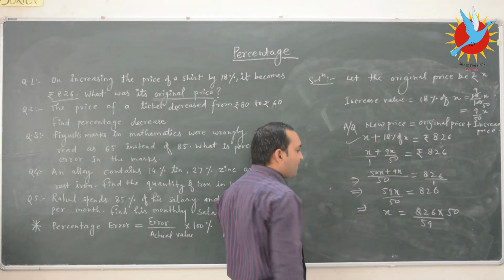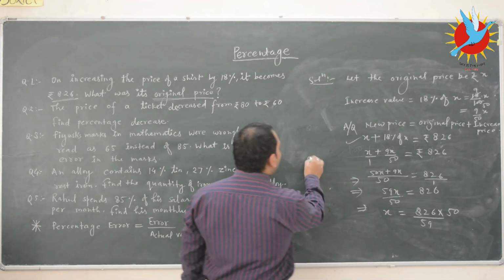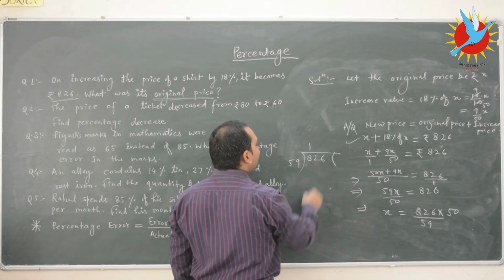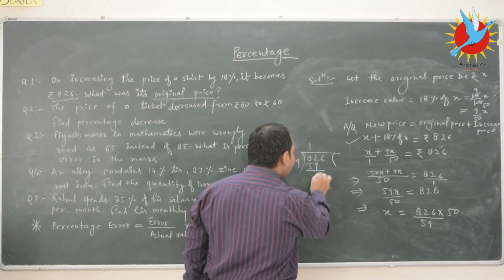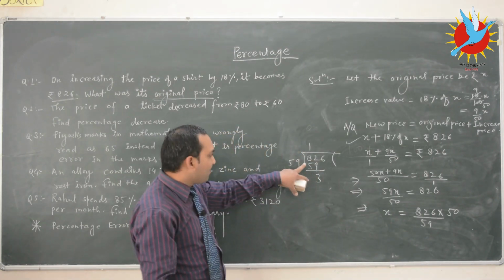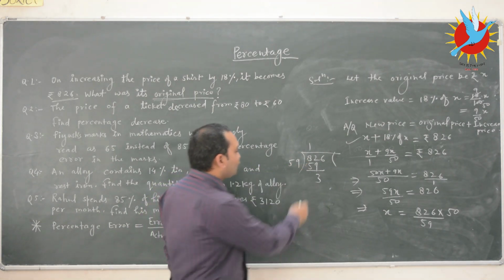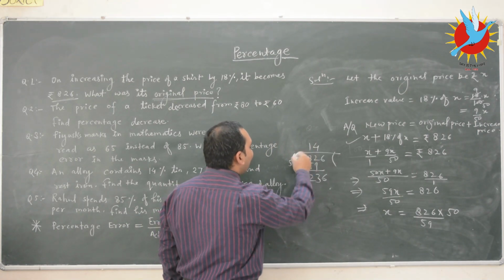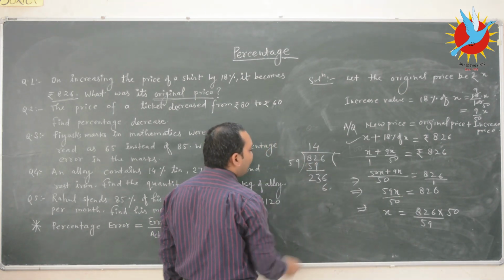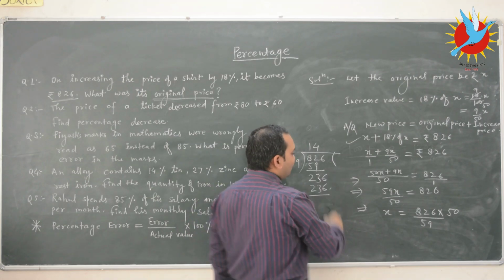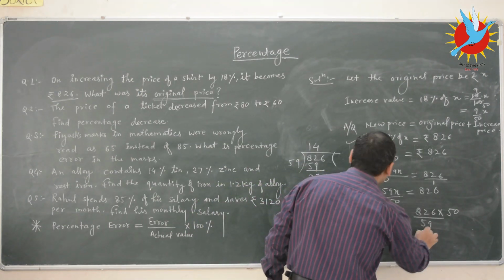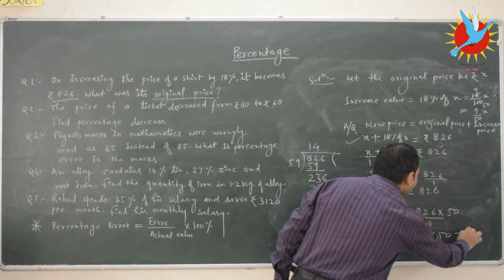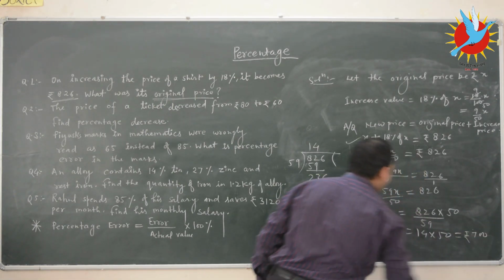So what is the value of X? 826 divided by 59: 59 ones are 59, 82 minus 59 is 23, and 236 minus 236 is 0. 4 times 9 is 36, 4 times 5 is 20 and 3 makes 23. So the value of X is 14 into 50, which is equal to rupees 700.